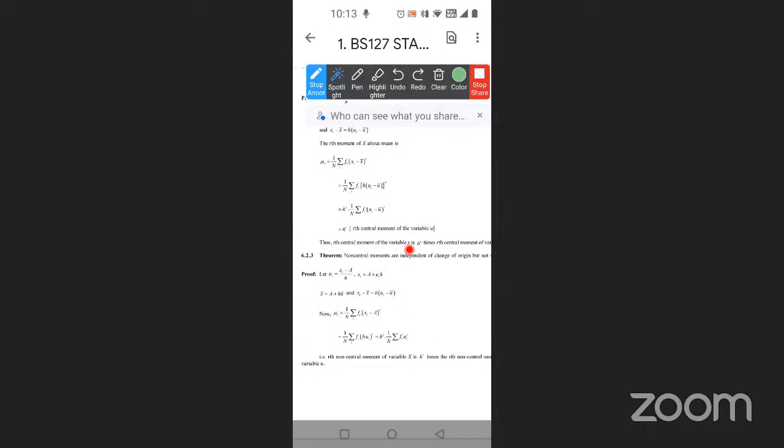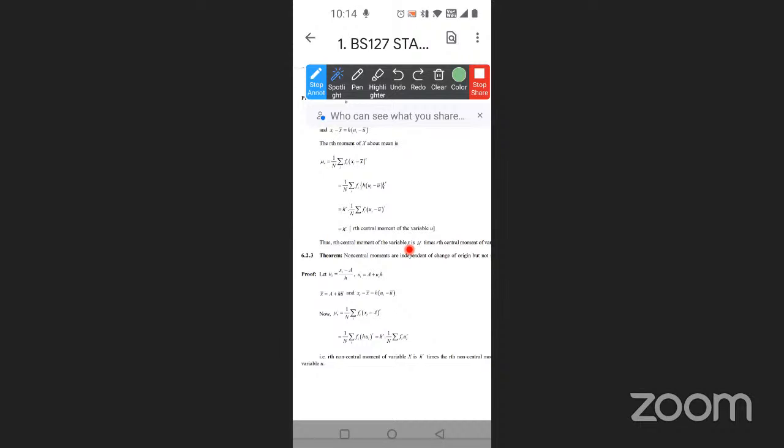Now take the bar: x bar is equal to a plus h into u bar, and xi minus x bar is equal to h into ui minus u bar. Now our mu r prime is equal to 1 by capital N, sigma i equal to 1 to N, fi into xi minus a, whole to the power of r. This is the non-central moment.